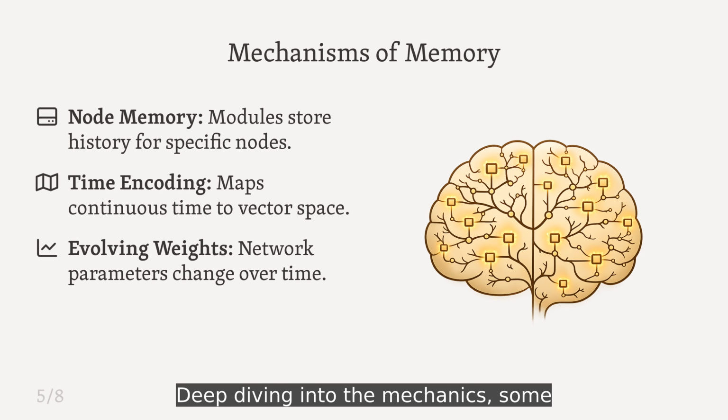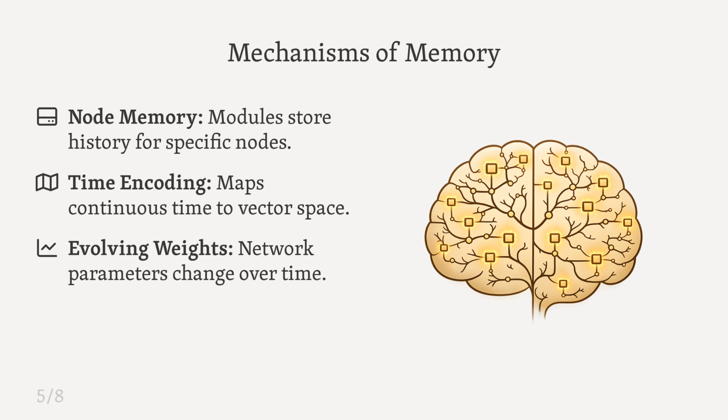Deep diving into the mechanics, some approaches maintain a distinct memory vector for every node, effectively giving the graph a long-term memory. The authors also highlight techniques like time encoding to map continuous time into vector space, and even methods where the neural network's own weights evolve over time.